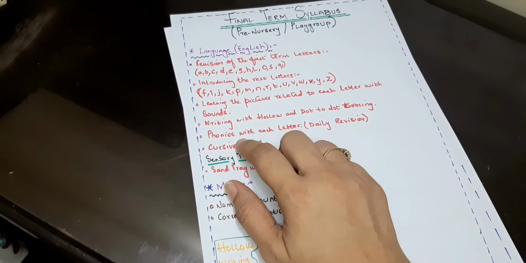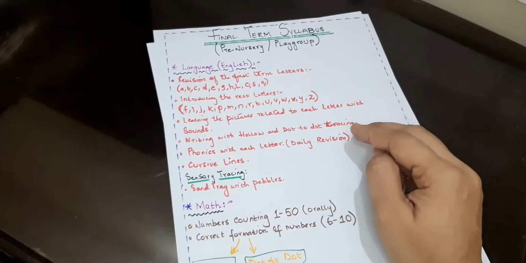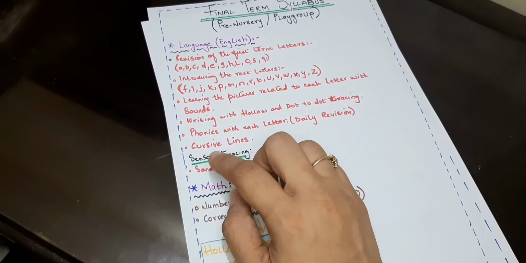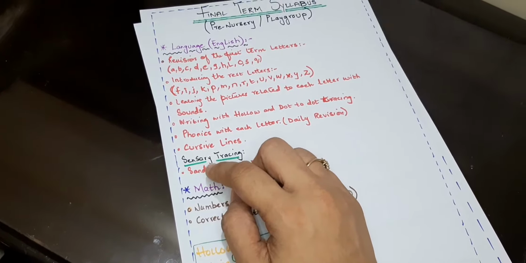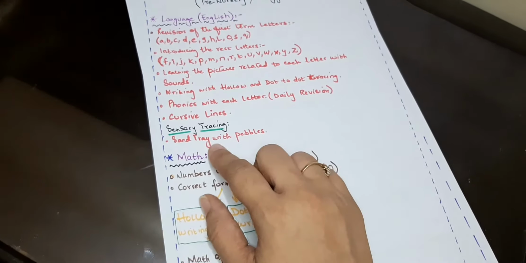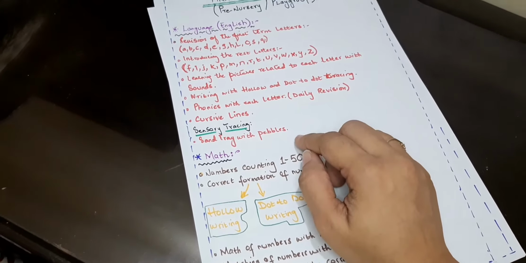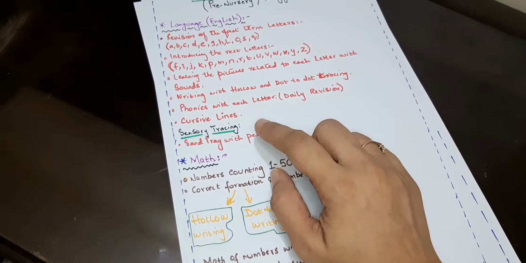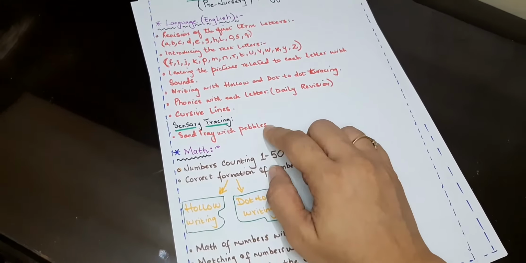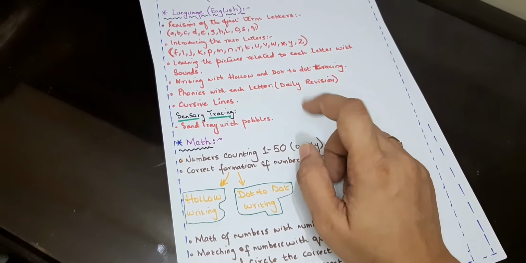Then they have to know the sounds, the phonics with each letter, and make sure that they revise the sounds every day. You know about the cursive lines, I've mentioned them in the previous first term syllabus, so you can go and see that. The sensory tracing I've already done in one of the videos. You can check out the motor skill activities and how to form letters in a sand tray. It is a great idea for a child to form a letter with the help of their fingers.